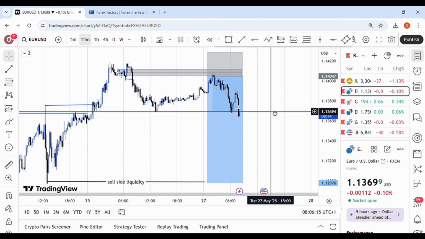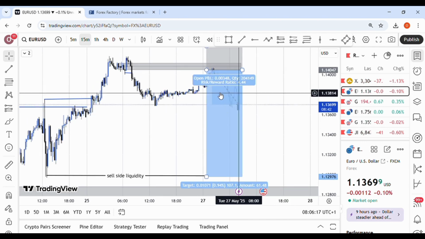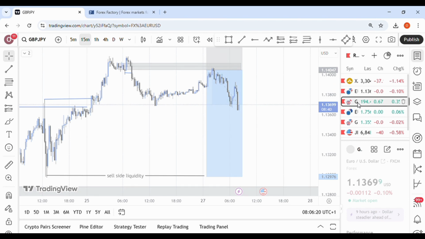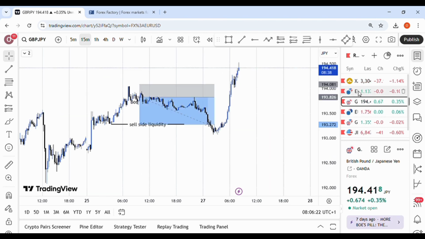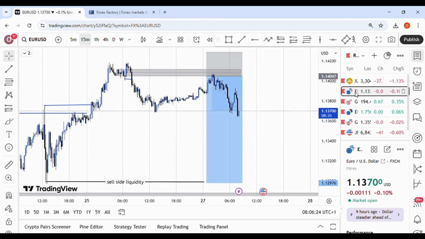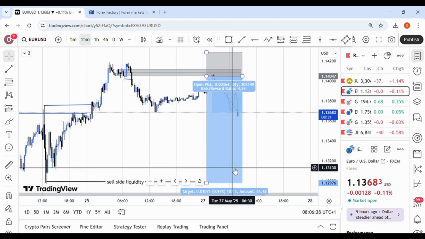As for this particular trade, I'm still holding it. GJ, I already closed in profit. Euro USD, I'm holding this particular trade for price to take me down to this place, giving me a 1:4 risk to reward ratio. Yeah, guys.